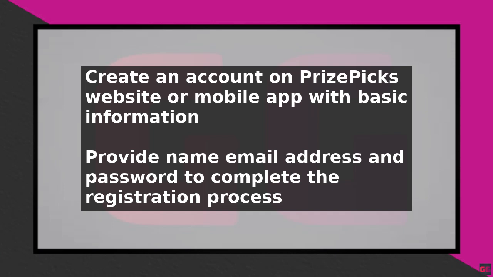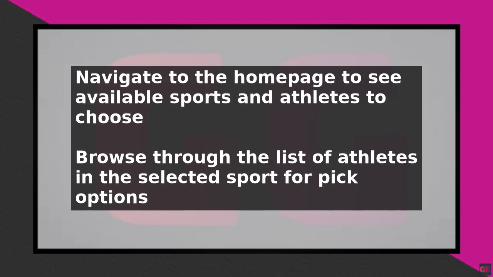Once you have created your account, navigate to the homepage where you will see a list of available sports and athletes to choose from. PrizePicks offers a wide range of sports including football, basketball, baseball, and more. Select the sport you are interested in and browse through the list of available athletes. Next, choose the athletes you want to pick and select the stat you want to predict, such as the number of points or yards they will score.